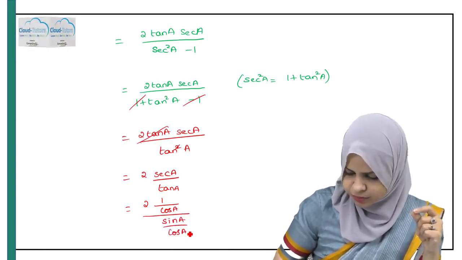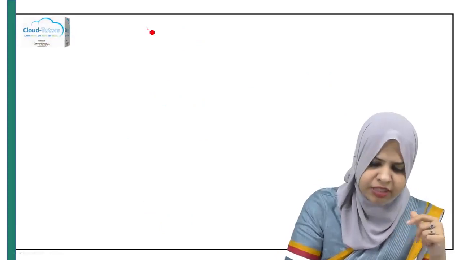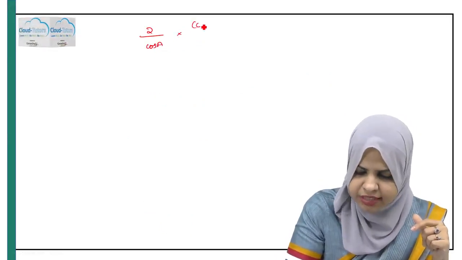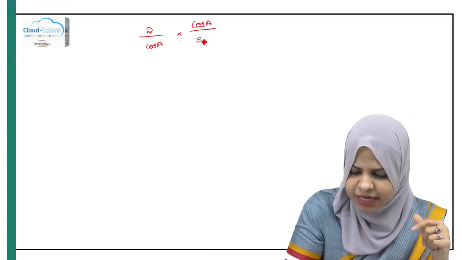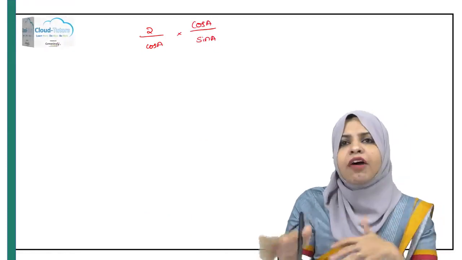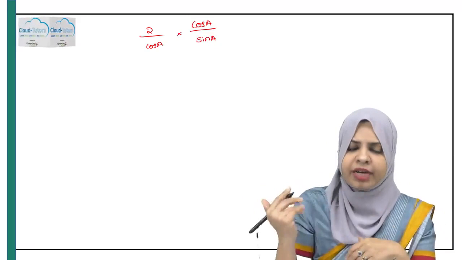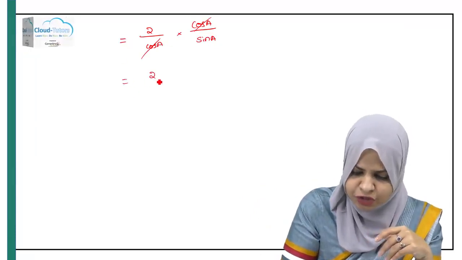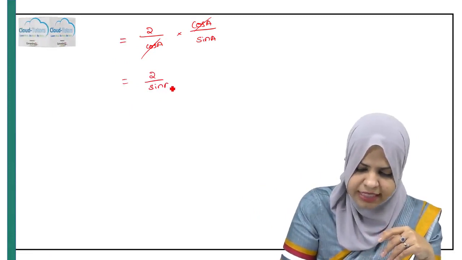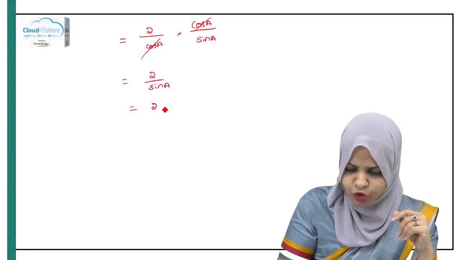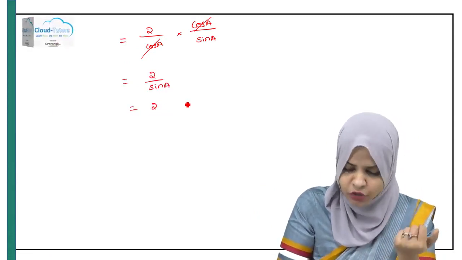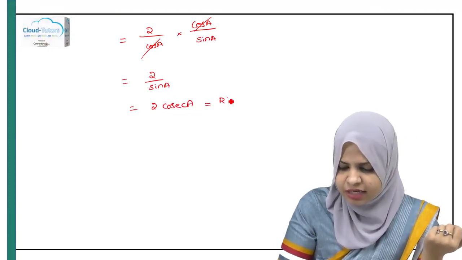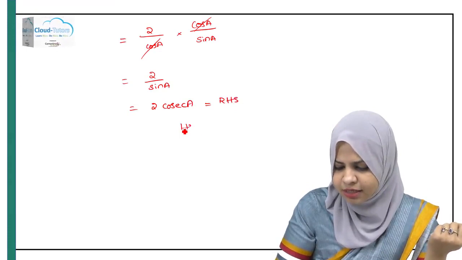So, what does this mean? Let's simplify. So, this is 2 by cos A into cos A by sin A. If I bring the denominator up, I have to take the reciprocal. So, when I take the reciprocal, cos A gets cancelled. So, I am left with 2 by sin A. And 1 by sin A is nothing but cosecant A. So, 2 cosecant A, and this is my RHS. And hence proved.